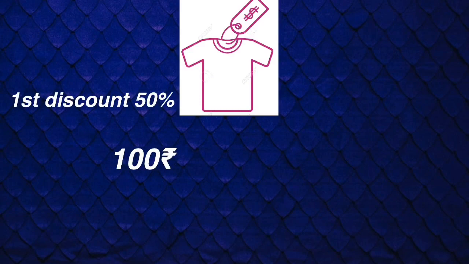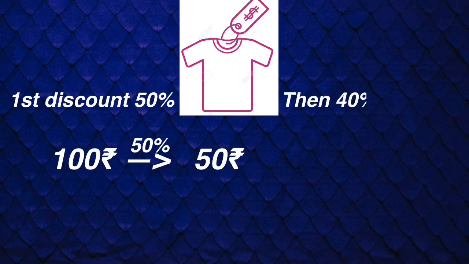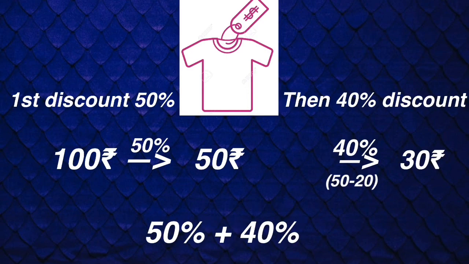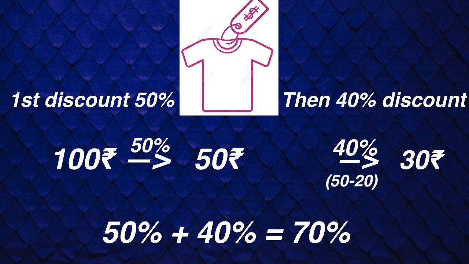For example, the price of a shirt is 100 rupees. Apply the first discount of 50%. On a 100 rupee t-shirt, a 50% discount is 50 rupees. Then a 40% discount: on 50 rupees, 50 minus 20 is 30 rupees. So 50% plus 40% is only a 70% discount. So while doing percentages, we need to be careful.